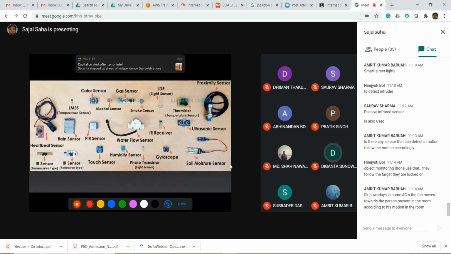Yes, Amrit. In some of the cases, the fan moves towards the person, right? Himjyoti says object monitoring drones use that. Yes, they also use that, and they lock in the target. Right. So I can find out that you have so much curiosity.